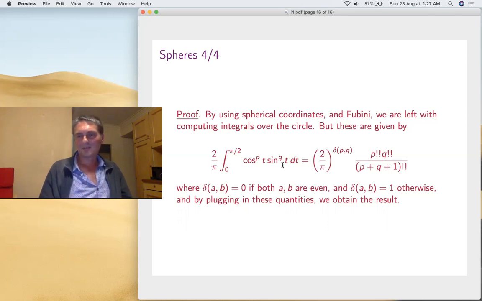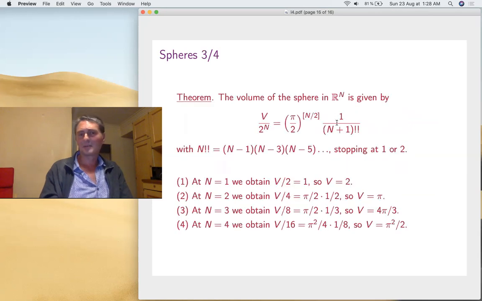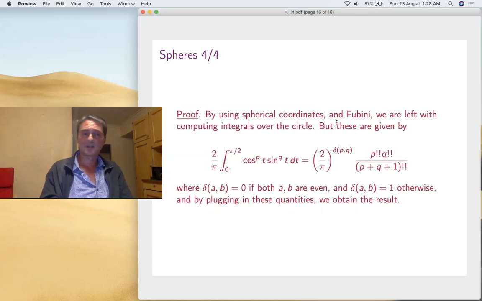So it's a power of 2 over pi, and then these double factorials. You get this with partial integration, a double recurrence. If you do a partial integration, you get the double recurrence, and you solve it to get these factorials. With this, you can compute everything, not only the volume of the sphere, but the integral over the sphere. That's an exercise. So that's a very good formula.